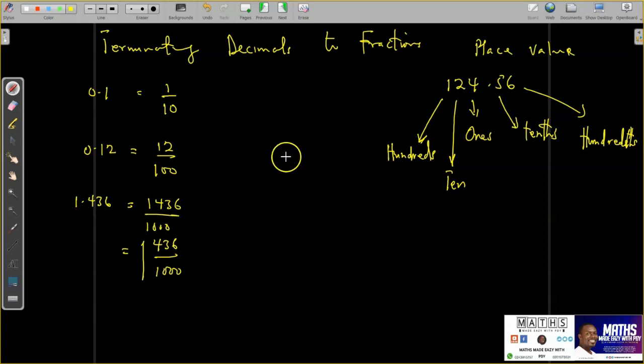So can you try this for me? I have 12.78. How can we change this to a fraction? Yes, go ahead. 1278 out of 100. So 1278 out of 100, which is the same as the mixed number, one whole number, 278 over 100.